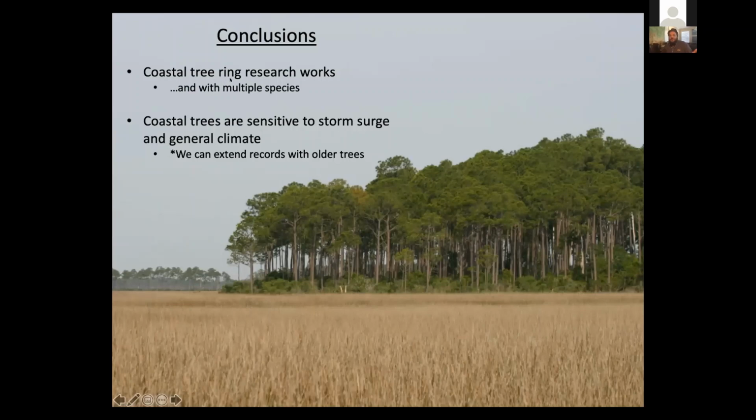Basically, coastal tree ring research works. So we can use coastal tree rings from a geographical perspective, from a climatological perspective, and give long-term ecological gains to the ecology of the area and to the ecological community of the area.